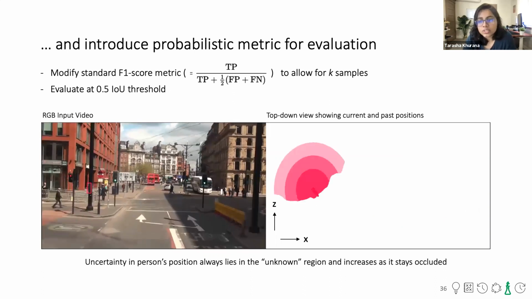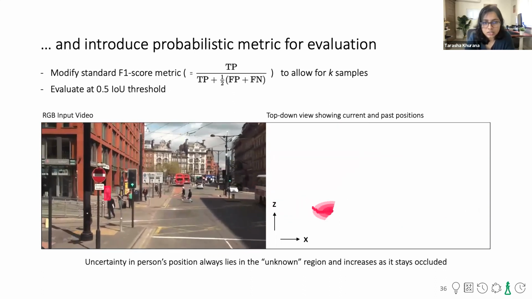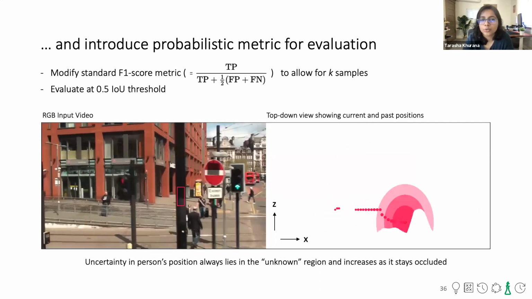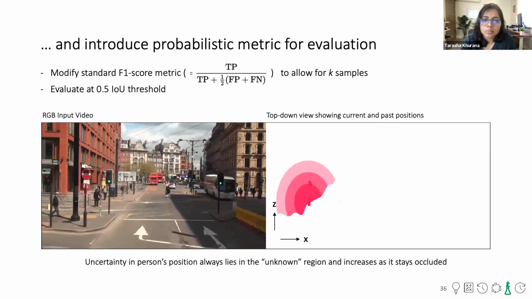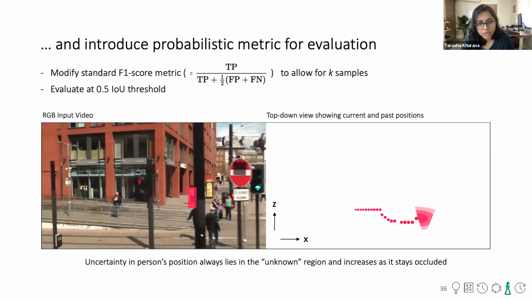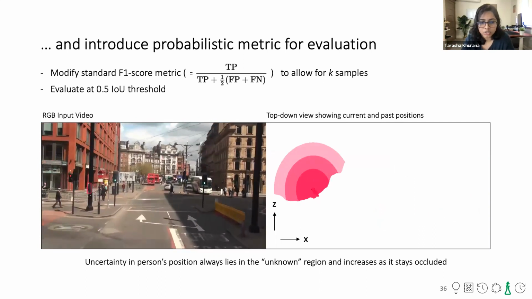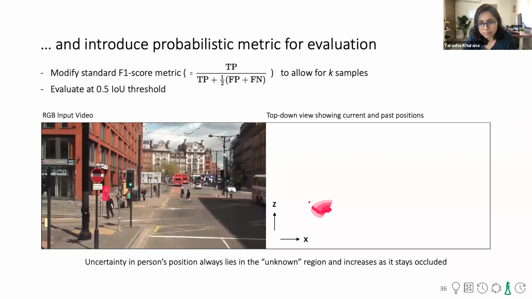So basically what this means is that when a person is occluded, the uncertainty in its location should approximately take the shape of its occluder. For longer time steps, you'll see that as the person remains occluded, this uncertainty in position grows and it increases with time.